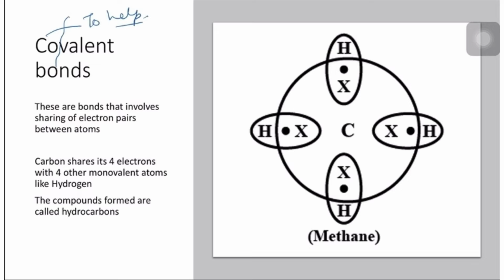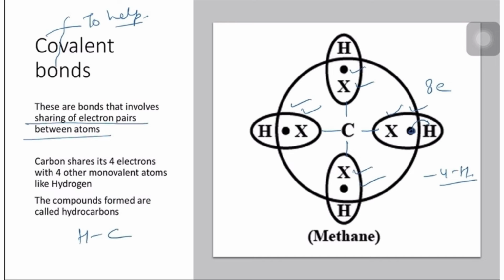Now in this structure you can see carbon has its 4 electrons as X, and these dots represent the electrons of hydrogen. So carbon has 1, 2, 3, 4, 5, 6, 7, 8 electrons. So the octet is complete by sharing with 4 hydrogen atoms, right? These bonds formed by sharing of electrons between atoms are called covalent compounds, and the compounds thus formed between hydrogen and carbon are called hydrocarbons, right?